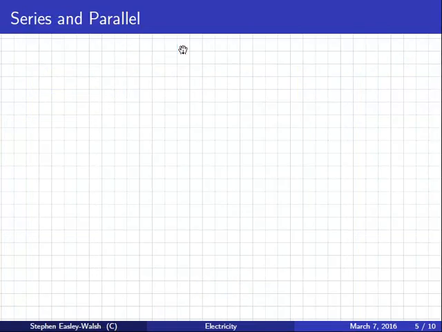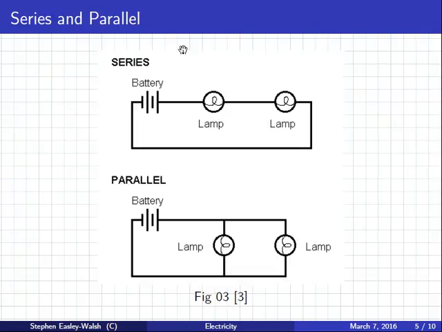Right. Series and parallel. Series are nice, depends on the situation. This is what we mean when we say lamps are in series, and this is what we mean when we say lamps are in parallel. Please draw these and write the words above them, series and parallel.